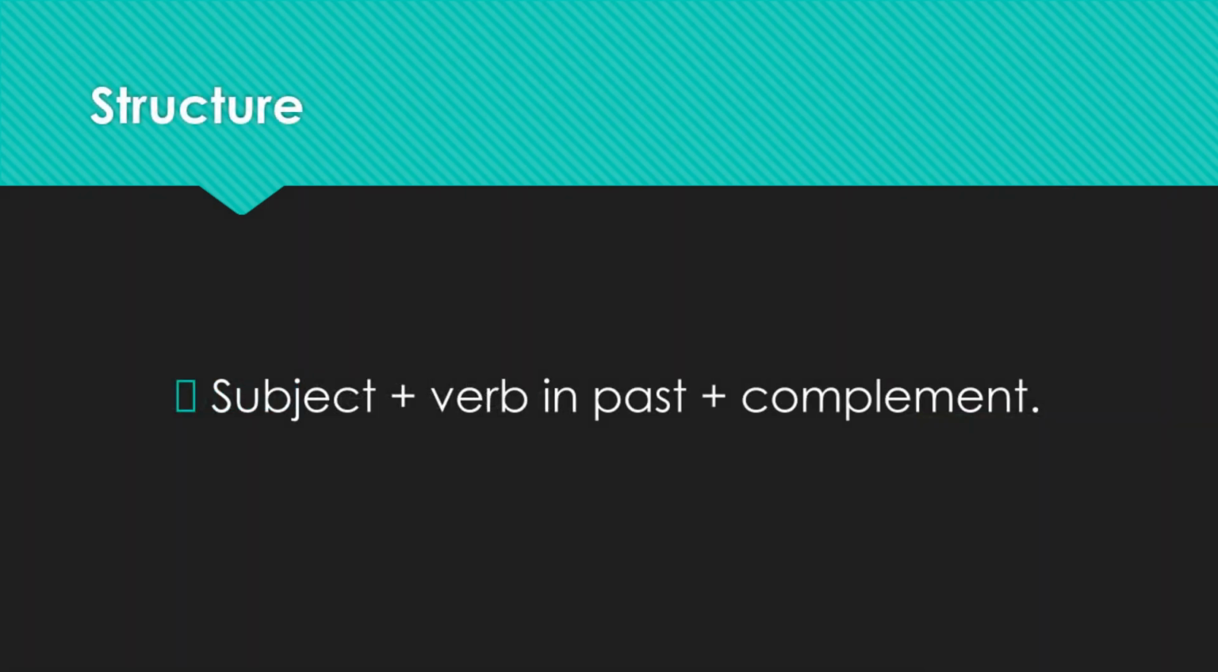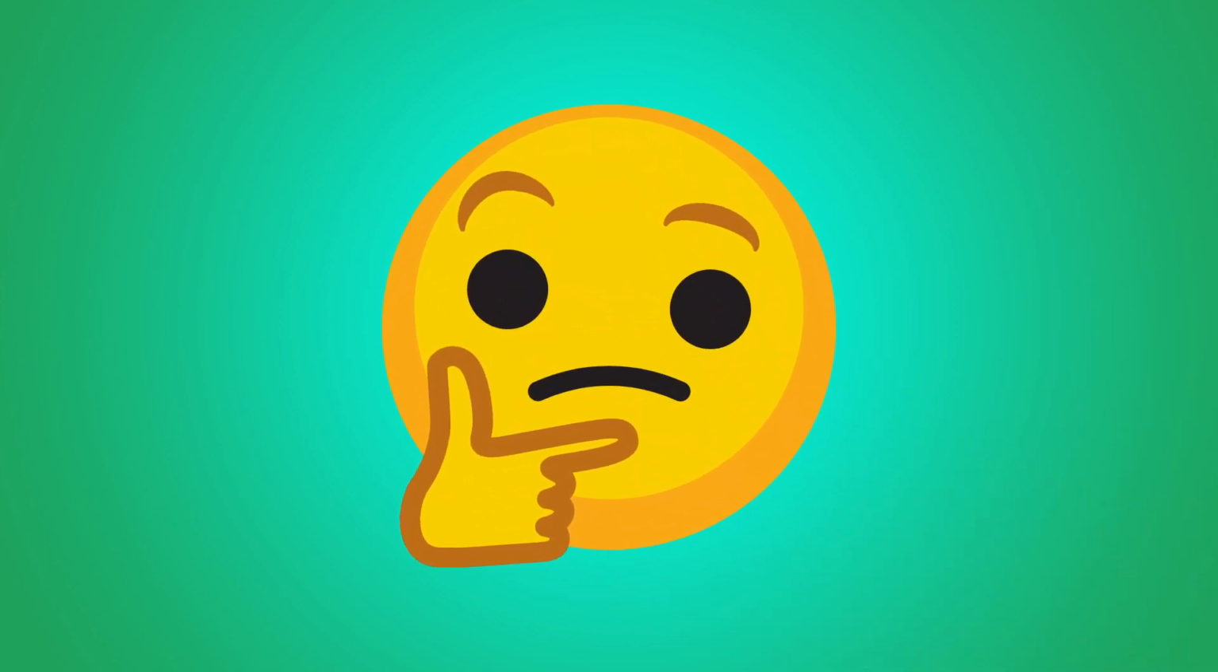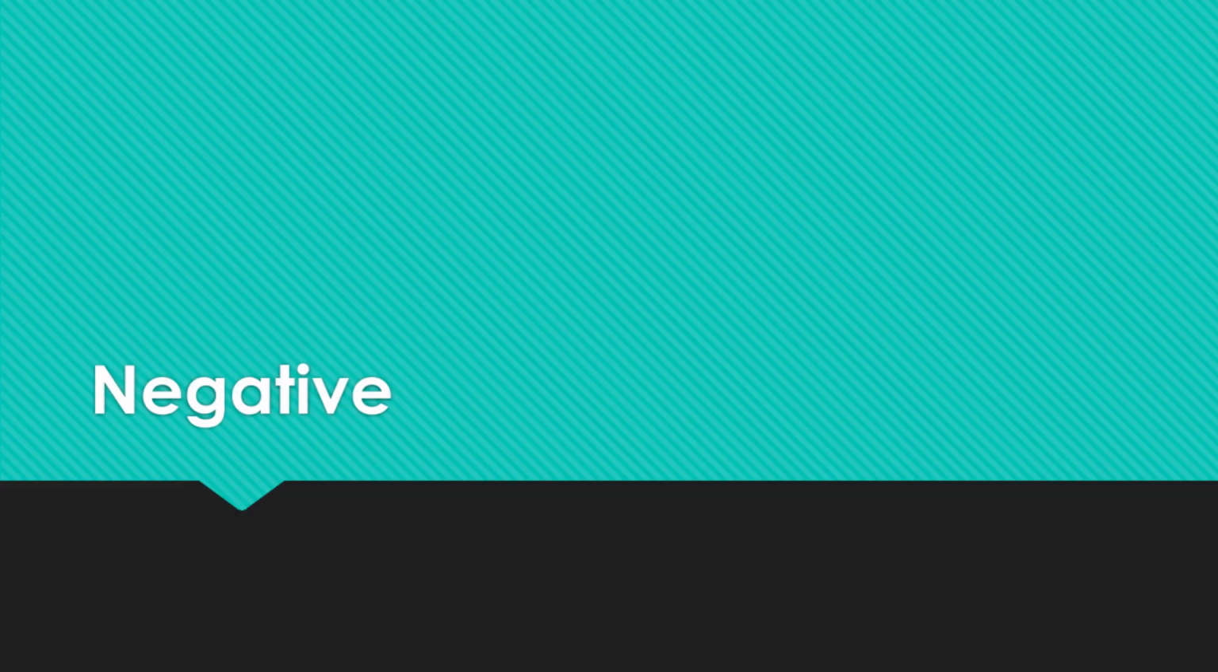So that means the structure to create this type of sentence is the subject, the verb in past, and the complement. Those are the only necessary things that we need to use when talking in simple past in affirmative form. Quite simple, right? Now, what about the negative form? Well, let's have a look.